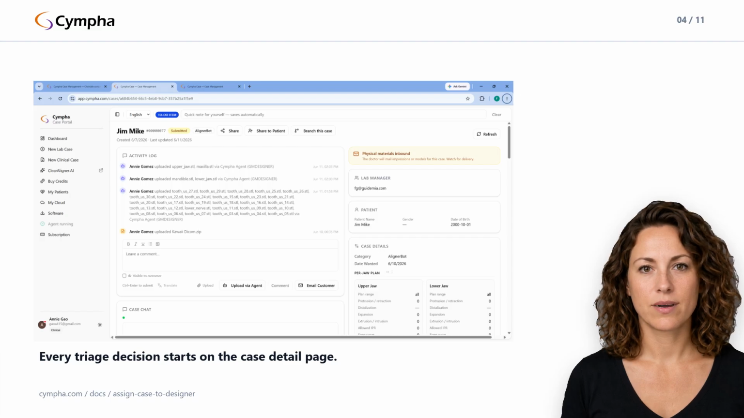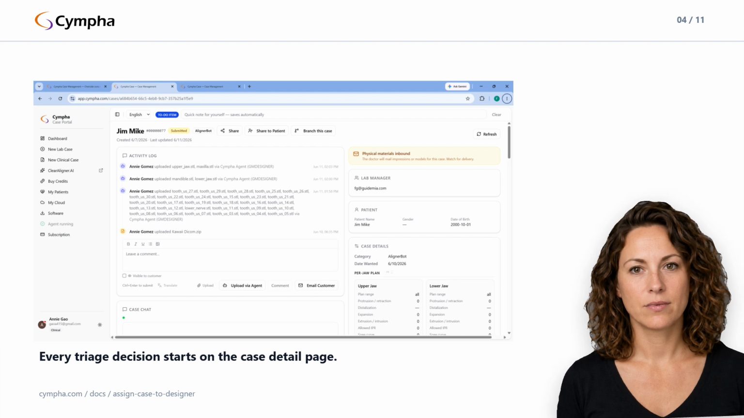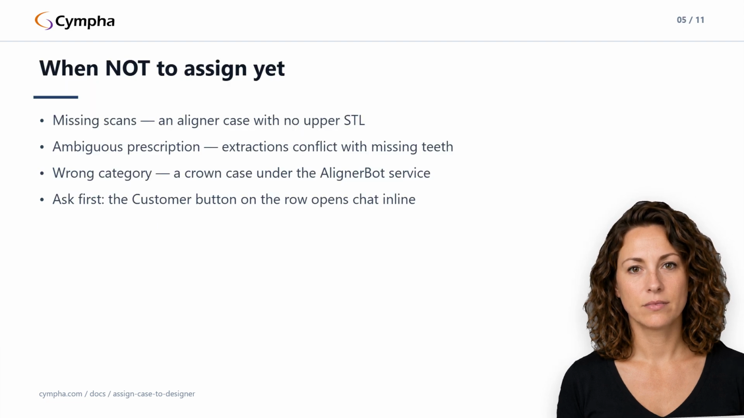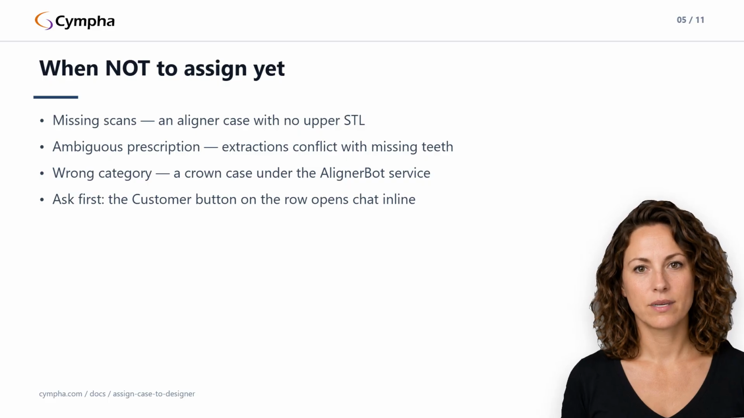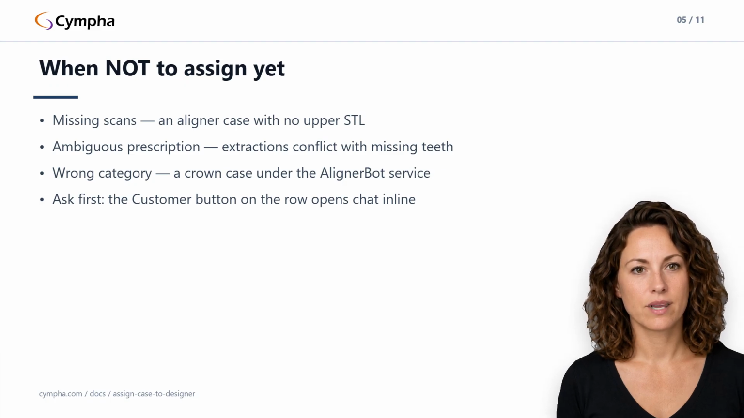Missing scans. Say an AlignerBot case arrived with no upper STL, a designer can't work from half a mouth. An ambiguous prescription. The classic is an extraction instruction that conflicts with the missing teeth list, whichever the doctor actually meant, guessing wrong costs a full design round. And the wrong category. A crown case submitted under the AlignerBot service will confuse everything downstream. In all 3 situations, the move is the same: get clarity before you assign.